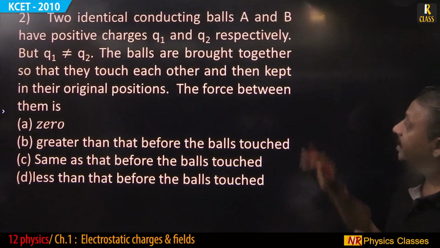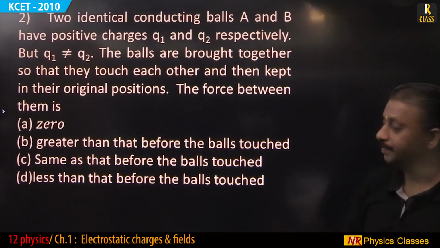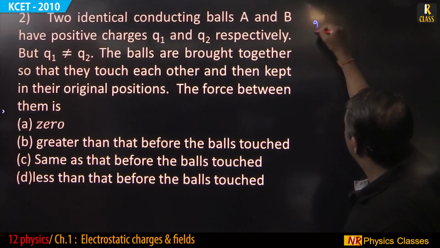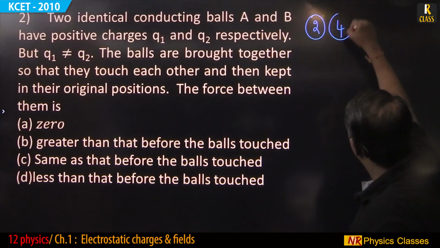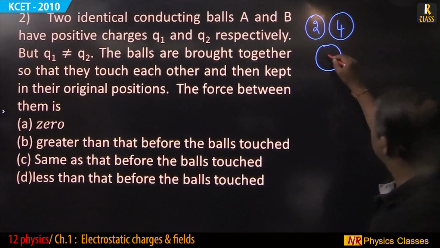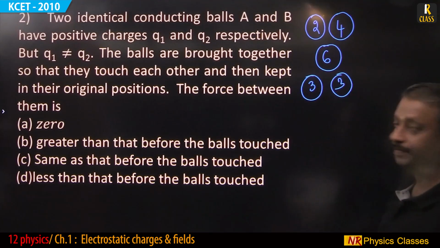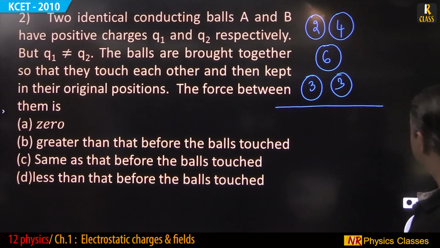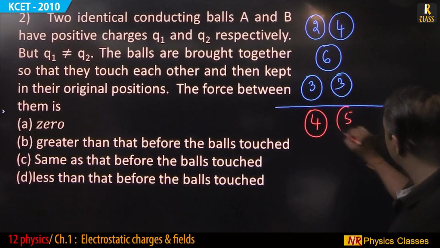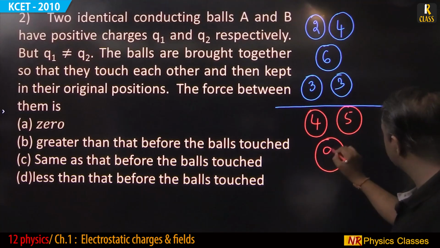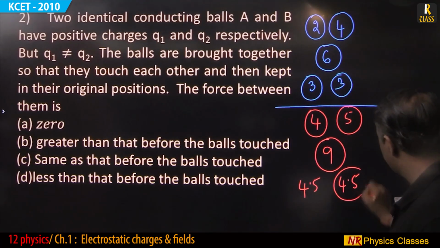Now, why did I take numbers? To solve such problems using numbers, it's very easy. Either you can take 2 and 4, even numbers. If these two are the charges, when they are in contact, it becomes 6. When they are separated, it becomes 3 and 3. Now, let me take numbers like 4 and 5. If these two are in contact, the total charge is 9. When they are separated, we get 4.5 and 4.5.